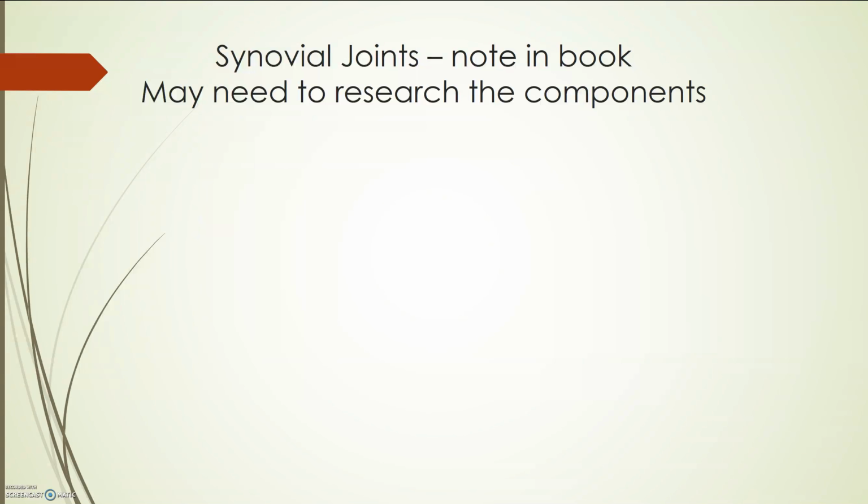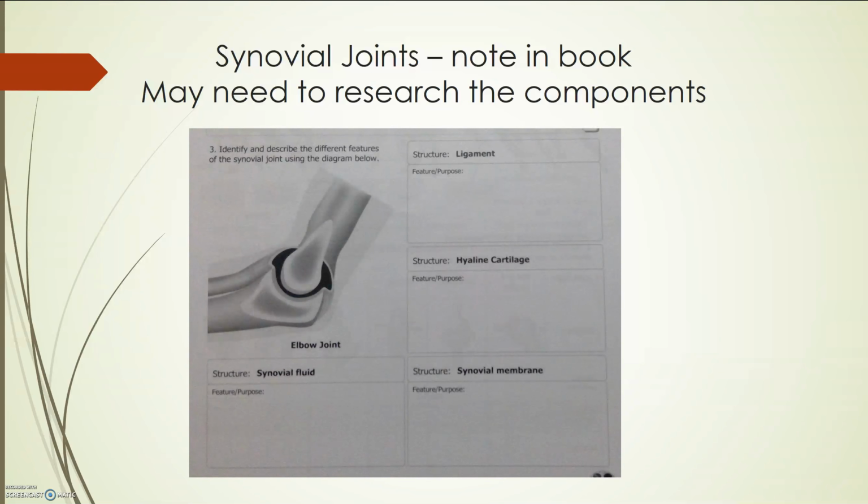Next activity, once you finish that first one, you need to note in your book. Have a look at this synovial joint, and you may need to research the components here. So we have an elbow joint, which is called a hinge joint. I'd like you to identify and describe the different features of this synovial joint using the diagram below. You might have to research the purpose of the ligament, the hyaline cartilage, the synovial membrane, and the synovial fluid. So that's a task that you can do, is to research, maybe use a Google search and find the purpose of those.